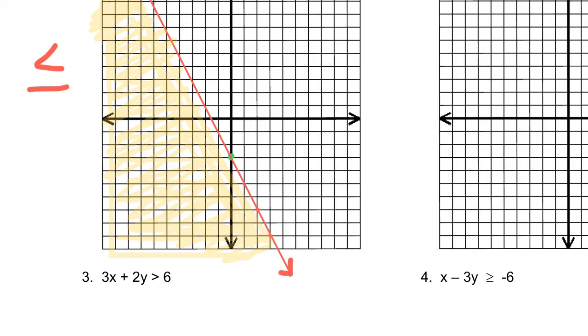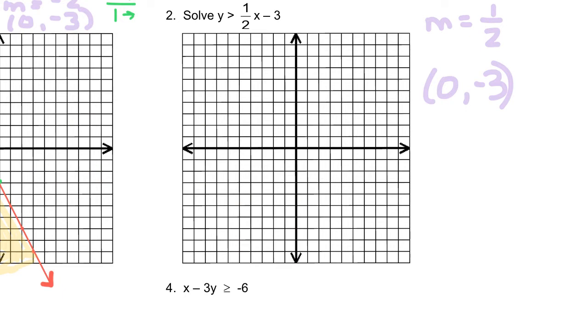Let's go on to number 2. Notice that the slope of the line is 1/2 and the y-intercept is 0, -3. But this time it says that y is greater than. So in this case, we're going to have a dotted line, and since y is greater than, we're going to shade above the line.